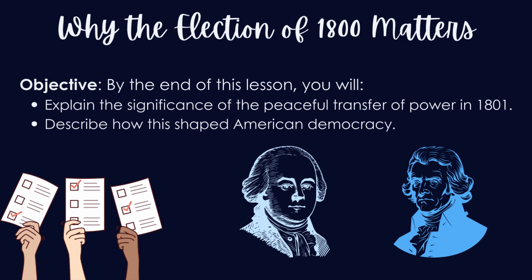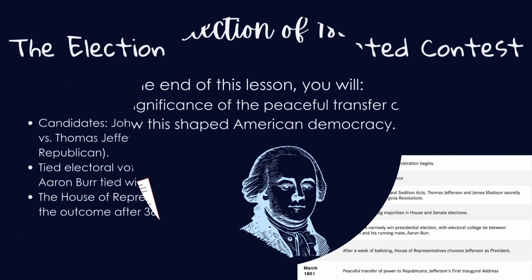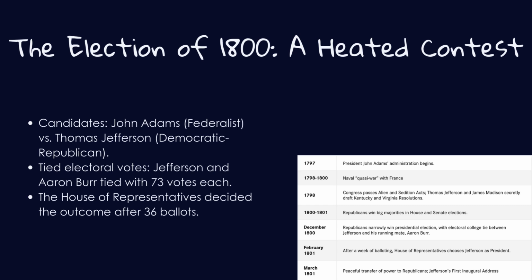Hey, we are going to explore why the election of 1800 was a turning point in American history and how it helped shape the future of our democracy. The election of 1800 was the first truly contested election in American history, with the Federalists, led by President John Adams, facing off against Democratic Republicans led by Thomas Jefferson. This was the first time political parties had such a clear divide over leadership.